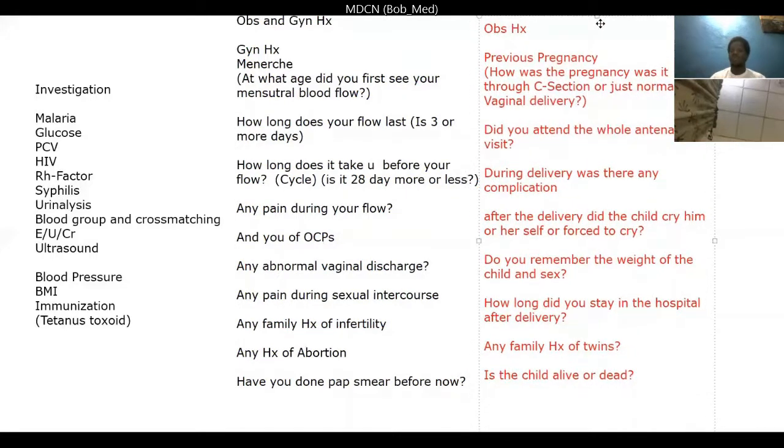You want to ask about the previous pregnancy. How was the child delivered? Was it cesarean section or vaginal delivery? Did she attend the antenatal clinic? Was there any complication after delivery or before delivery? After the delivery, did the child cry on its own, or was it forced, or was it resuscitated? Do you remember the weight of the child and the sex of the child? How long did you stay in the hospital after delivery? Any family history of twins? Is the child alive or dead? So these questions are important, please.